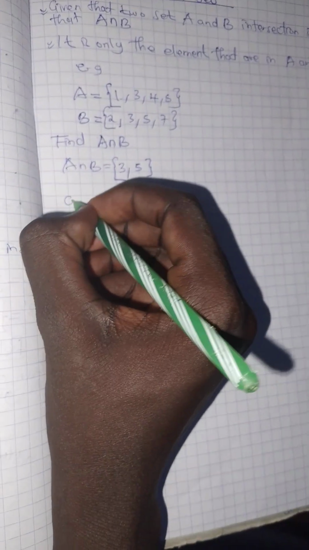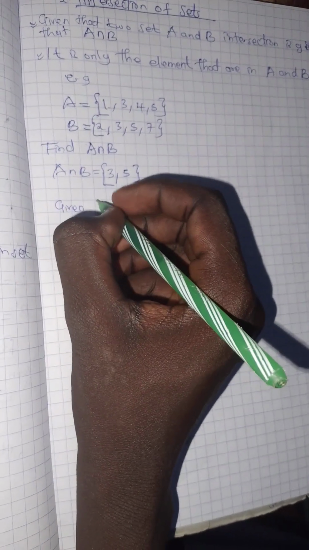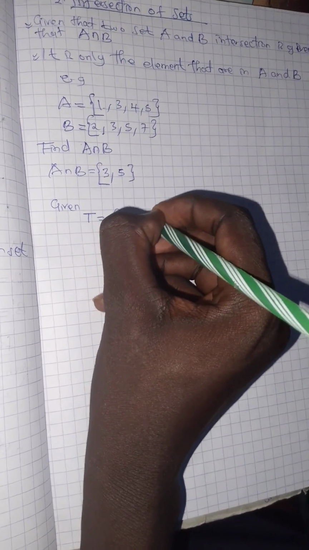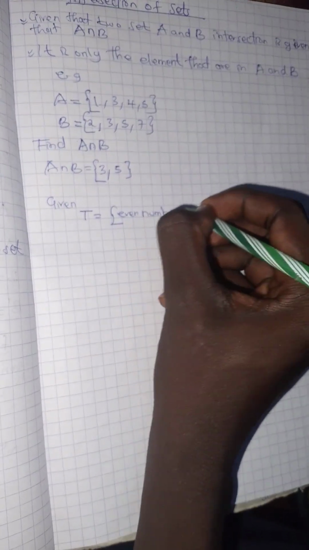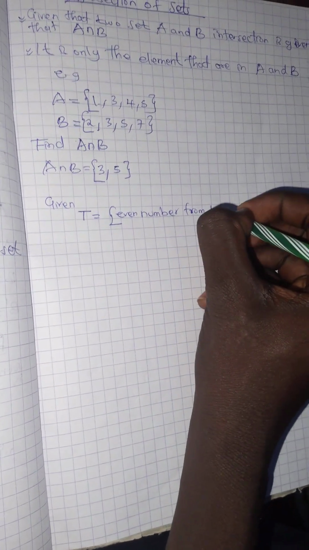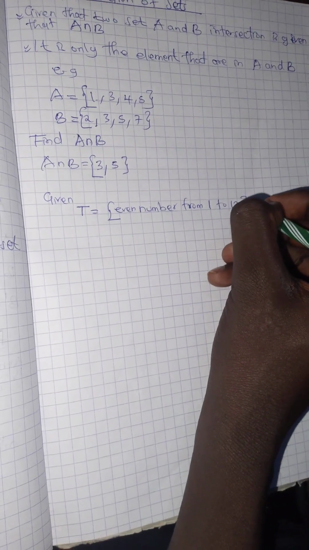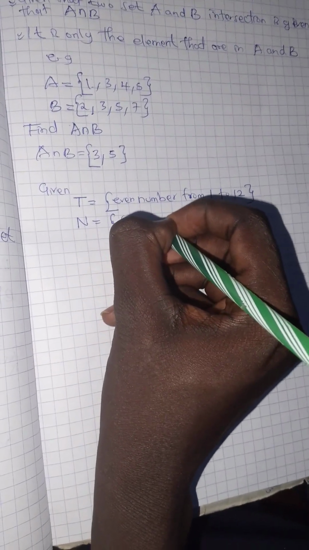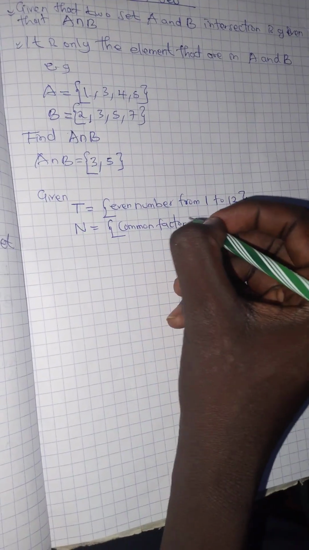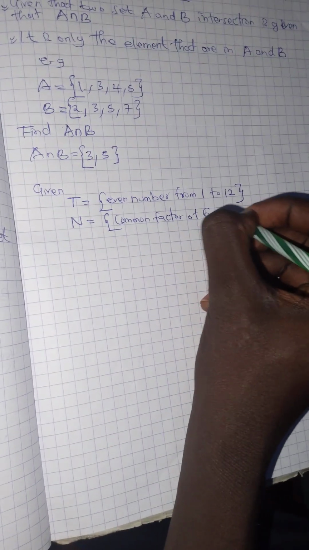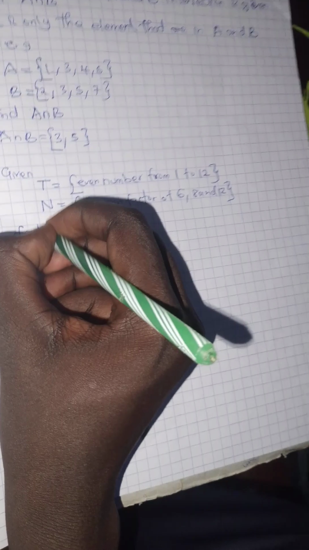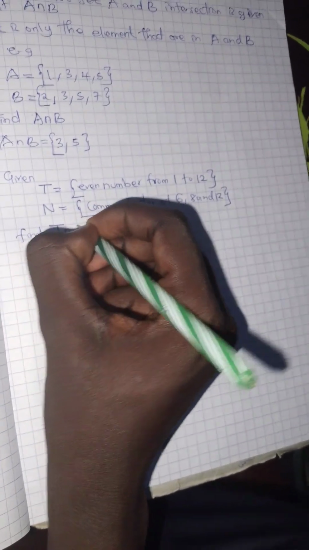Another example: given that T is the even numbers from 1 to 12, and N is the common factors of 6, 8 and 12. Find T intersection N.